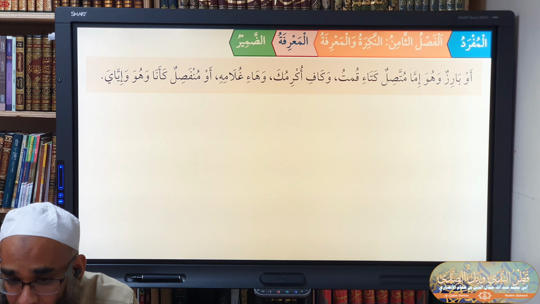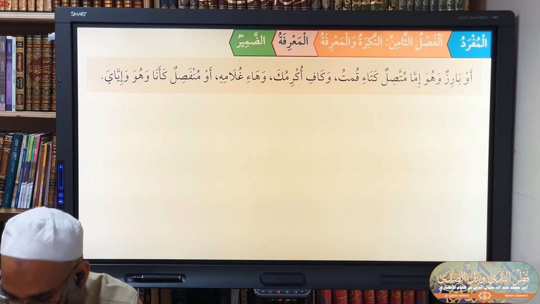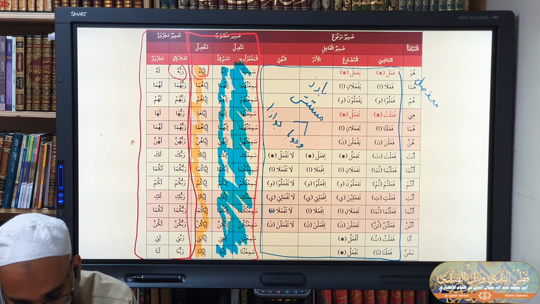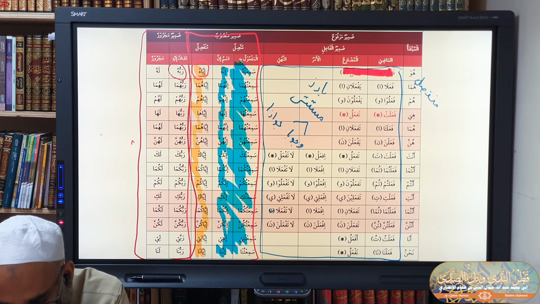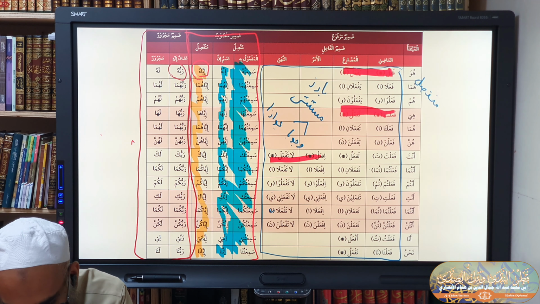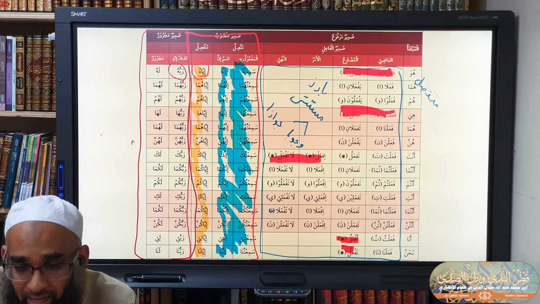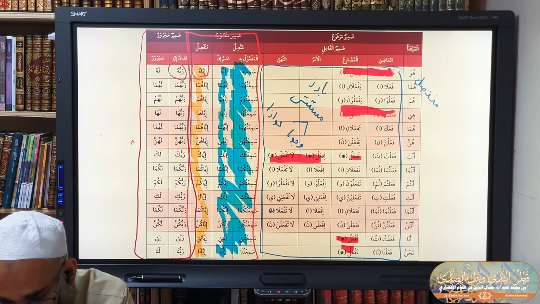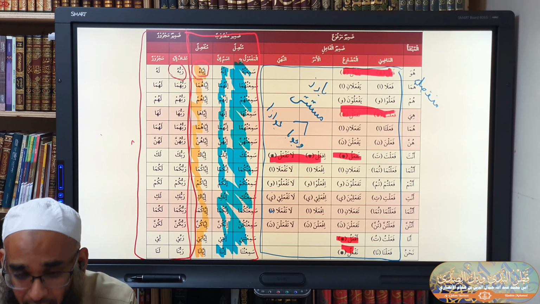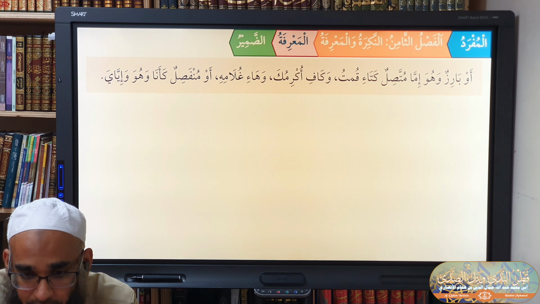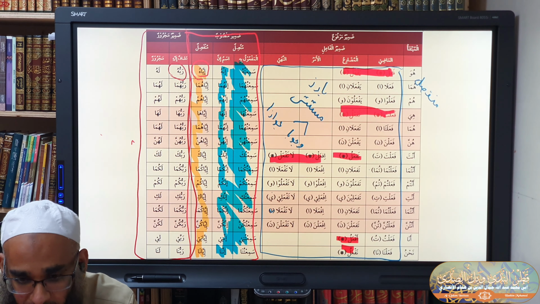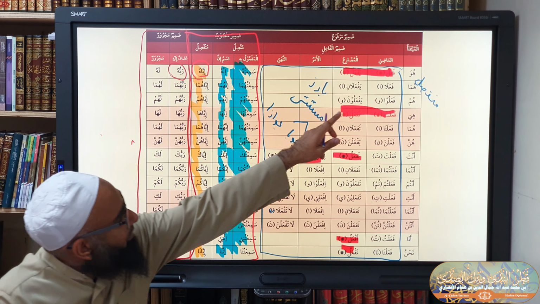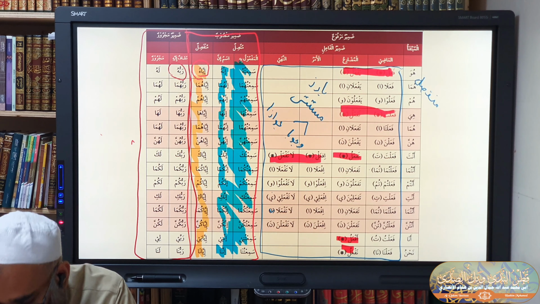So we're saying here, baris. So it can be a zamir bari. What does zamir baris mean? It has a form. So if you go back here, what's the zamir mustatir in this table? These ones: fa'ala, fa'alat. And all the rest are going to be baris. These are mustatir, the ones highlighted in red are mustatir. And all the others are baris.